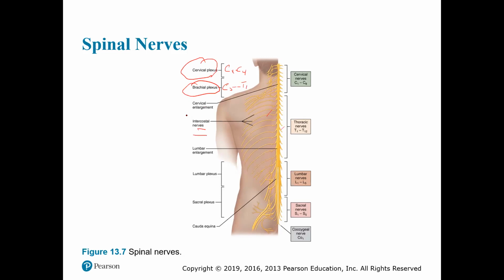There's a thickness in the cervical spinal cord called the cervical enlargement because it has so much information coming in and out from the upper limbs. The same is true for the legs: you have a lumbar enlargement at the beginning of the lumbar. Then you have the lumbar plexus, which is basically L1 to L4, and the sacral plexus, basically S1, but I like to say L5 to S5.